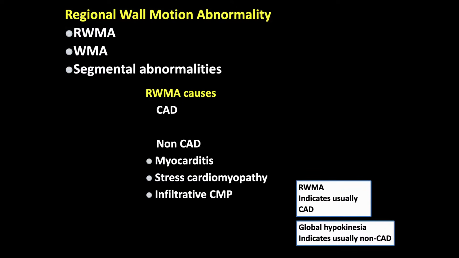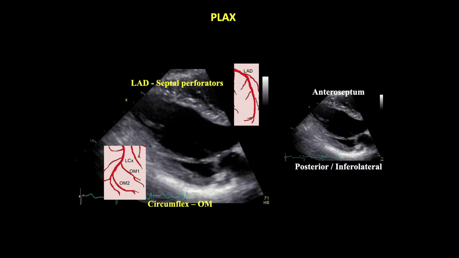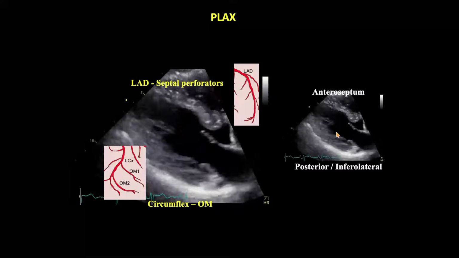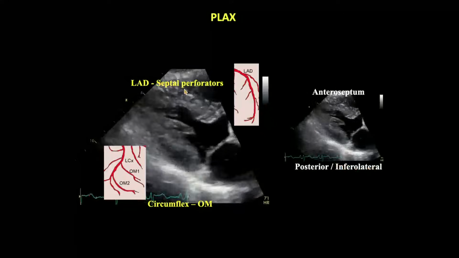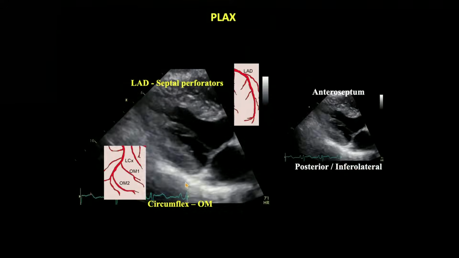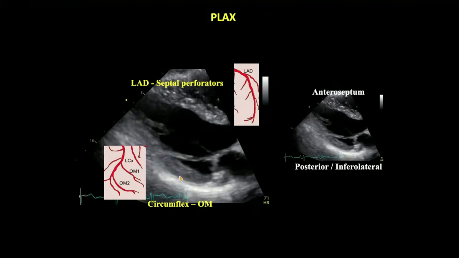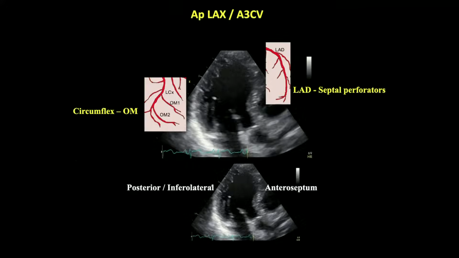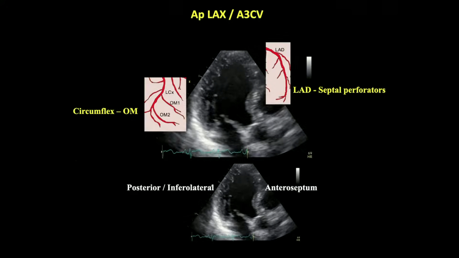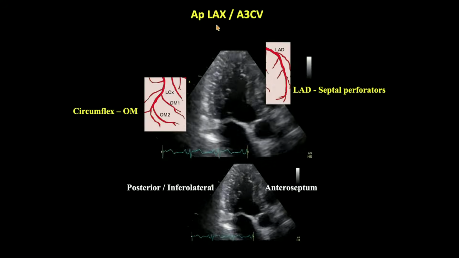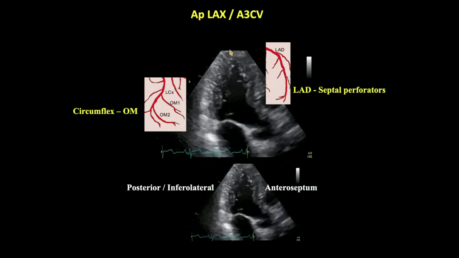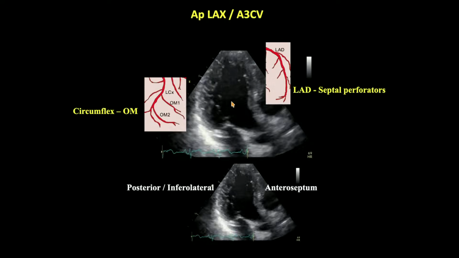But generally, when you say RWMA in your report, you're trying to tell that what you've seen is related to CAD. Then let's look at the views. So you have the anteroseptum in the long axis, and the posterior, the inferolateral, and then you have the supply here. So you have the LAD for the anteroseptum, and then you have the circumflex for the inferolateral or the posterior wall. And then you have the long axis, and in the long axis, it's no different from your parasternal long axis.